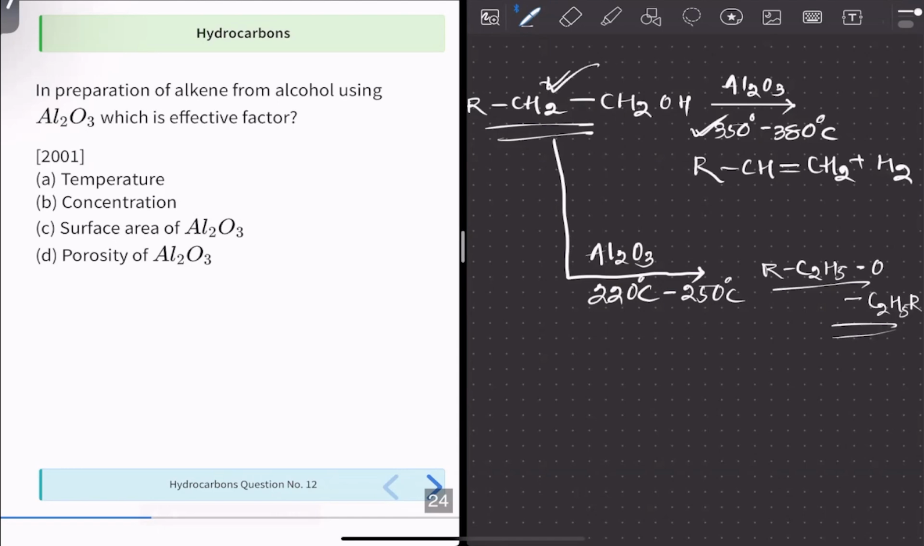So which is the major factor? Is it Al2O3, or pressure, or volume, or temperature? It is temperature. By changing the temperature, we can change the major product. For higher temperature, it will form an alkene. For lower temperature, it will form an ether. Remember the concept. So question number 12 is done, and the answer will be temperature.